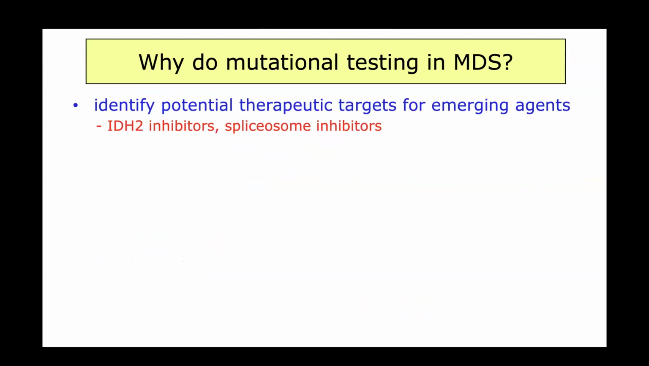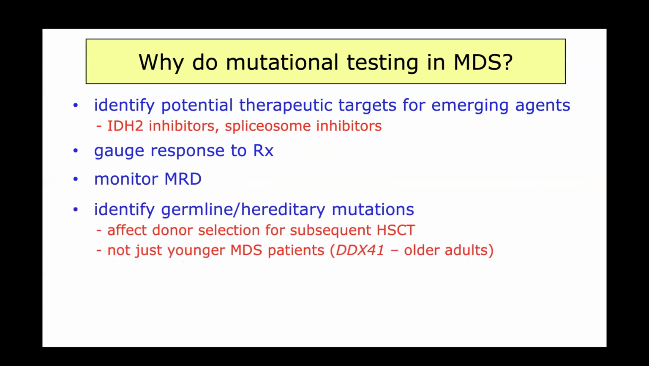Also, you may identify a potential therapeutic target. Certainly IDH1 and IDH2 inhibitors are already available in clinical practice. Maybe spliceosome inhibitors will be available in the not too distant future. You can also do mutational testing to monitor residual disease and also to gauge response to therapy.